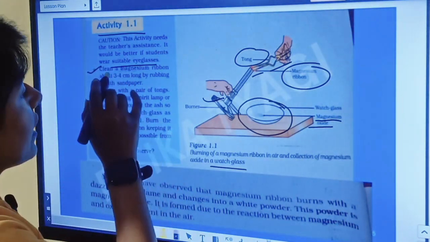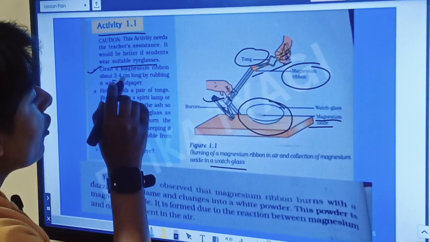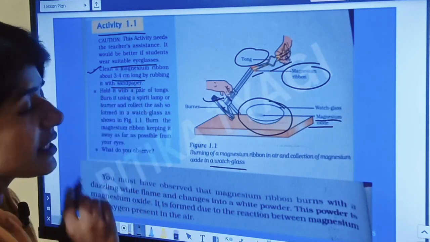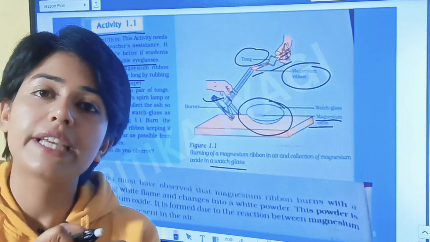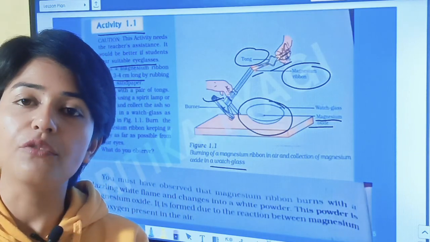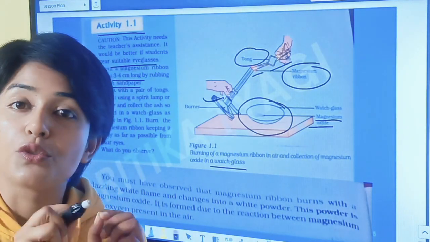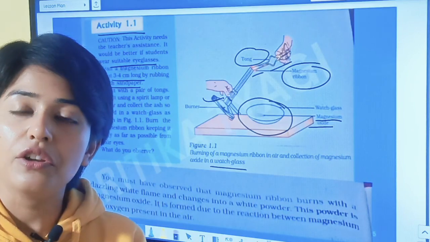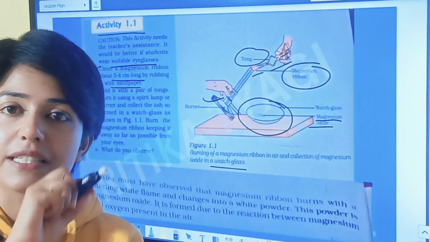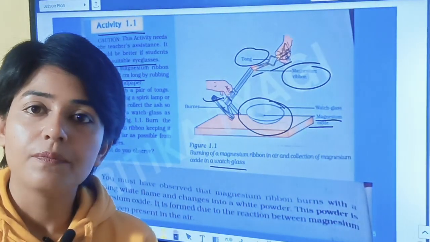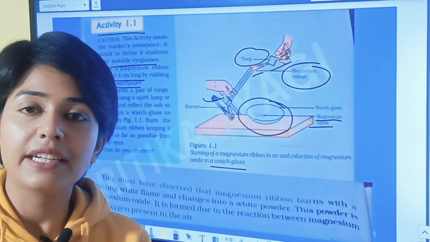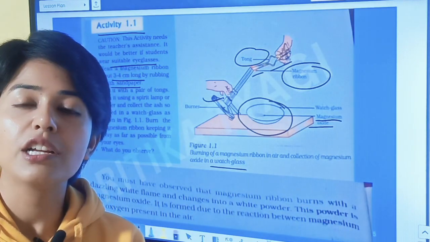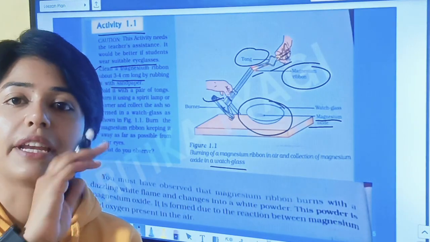First step, clean a magnesium ribbon about 3 or 4 cm long by rubbing with sandpaper. The very first step is that we have to clean the magnesium ribbon with the help of sandpaper to remove the oxide layer present on it, so that new magnesium metal is exposed and reacts easily with the oxygen of air to form a white powder of magnesium oxide.